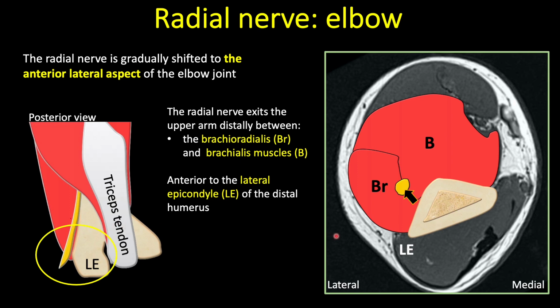This can be shown better in this cross-sectional image on the right, in which we clearly identify the radial nerve by its anterolateral position along the lateral epicondyle, just between the brachioradialis and the brachialis muscle. The brachioradialis is on the lateral side, while the brachialis is more on the medial side.